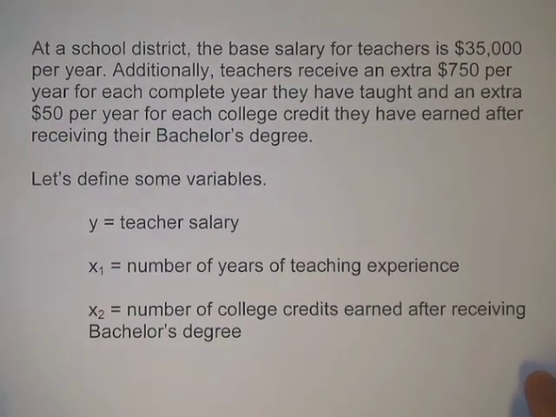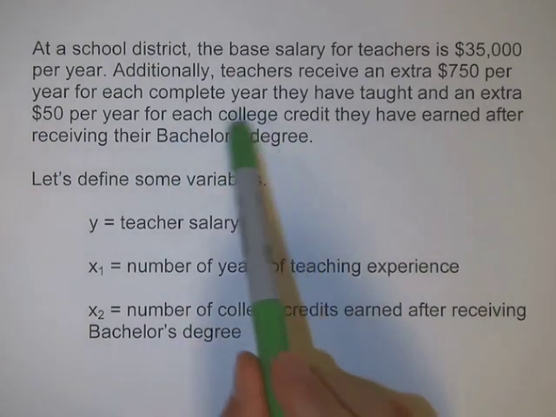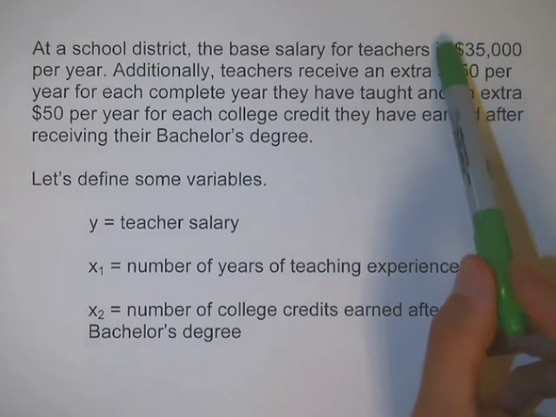At a school district, the base salary for teachers is $35,000 per year. Additionally, teachers receive an extra $750 per year for each complete year they have taught and an extra $50 per year for each college credit they have earned after receiving their bachelor's degree. So if a new teacher came in, had never taught before, and just has their bachelor's degree with no extra college credit, they would get the base salary.